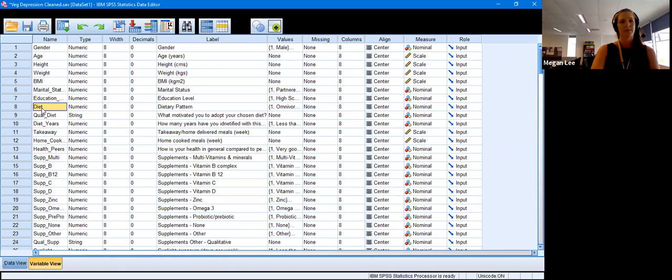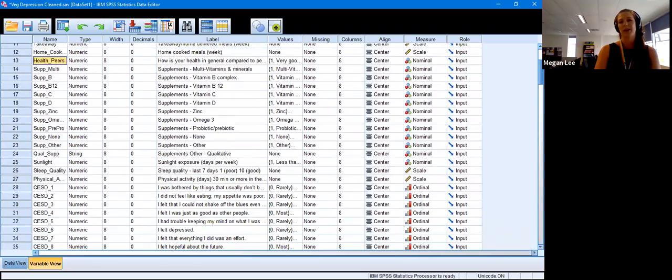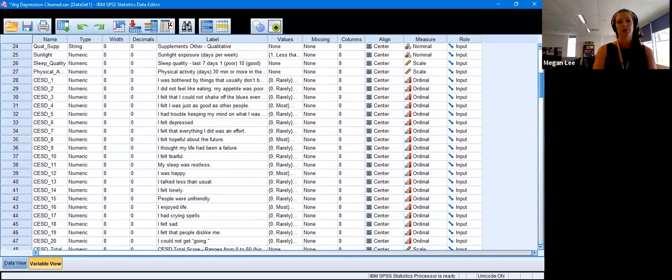Then we asked some other questions like, how long have you identified with this dietary pattern? How many takeaway meals do you eat in a week? How many home cooked meals do you eat in a week? How is your health in comparison to peers of the same age? Then we asked about a heap of supplements, which we haven't used. We asked about sunlight exposure, sleep quality, and physical activity, because these are all confounding variables that could be affecting the symptoms of depression other than diet. So they're very important to be looking at, and we'll look at them today.